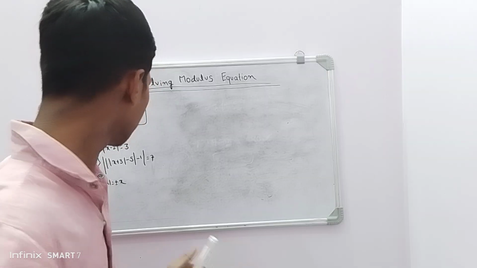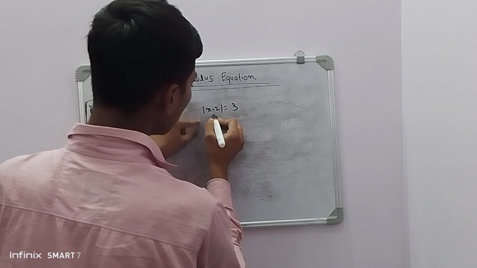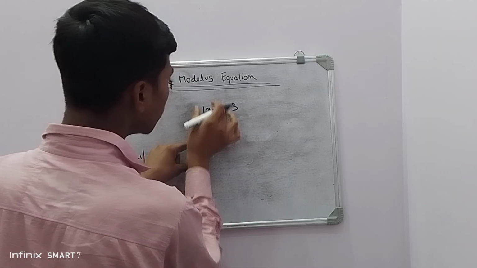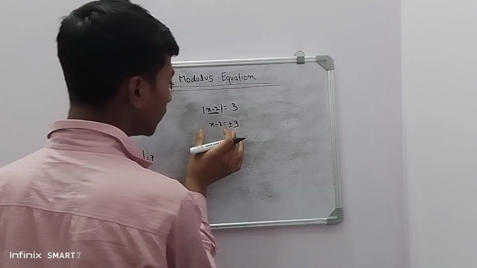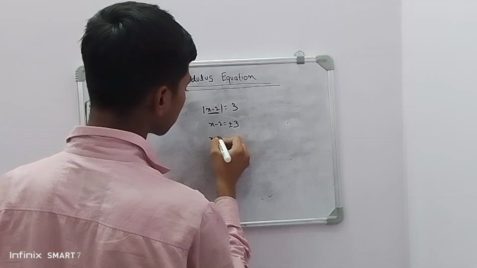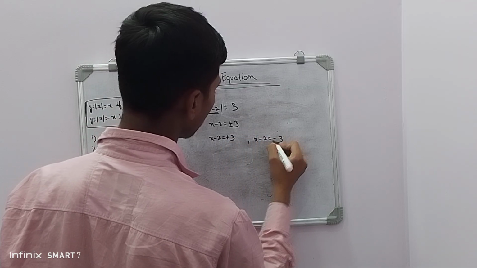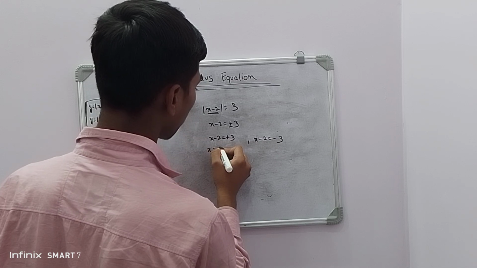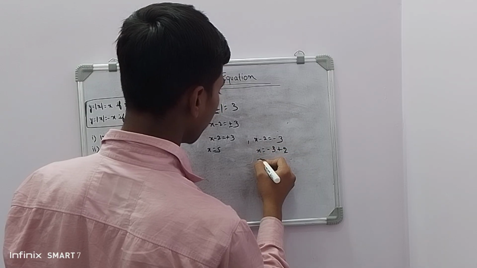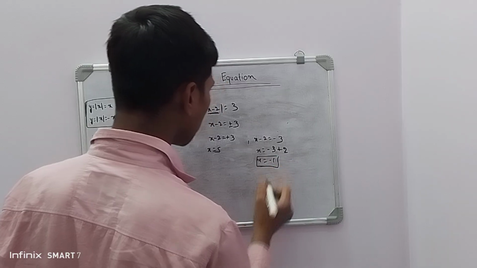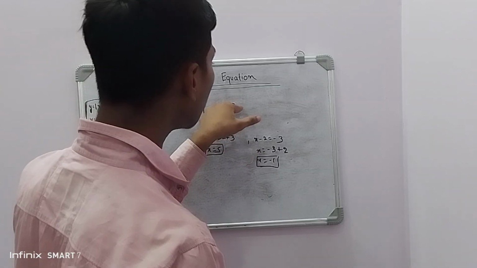Let's solve another question like this. If mod of x minus 2 is equal to 3, when you open this mod, or remove this mod, then you will get x minus 2 is equal to plus minus 3. And we get two ways to solve this equation. One is x minus 2 is equal to plus 3, and another is x minus 2 is equal to minus 3. Solving this you will get here 5, and in this case you will get x is equal to minus 3 plus 2, so x is equal to minus 1. So you are able to see that if you put the value of x as 5 or minus 1, then you will get the answer 3.